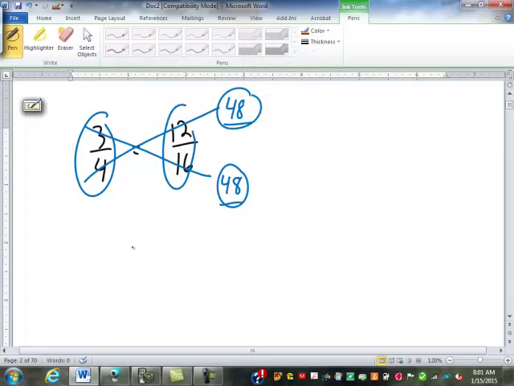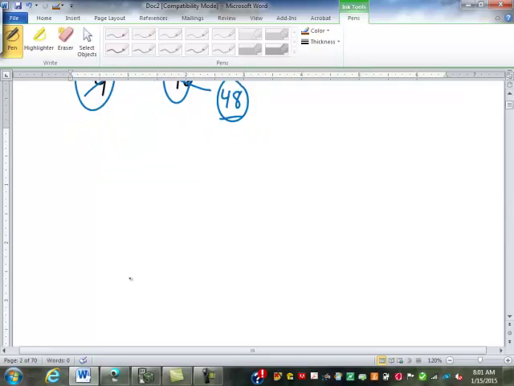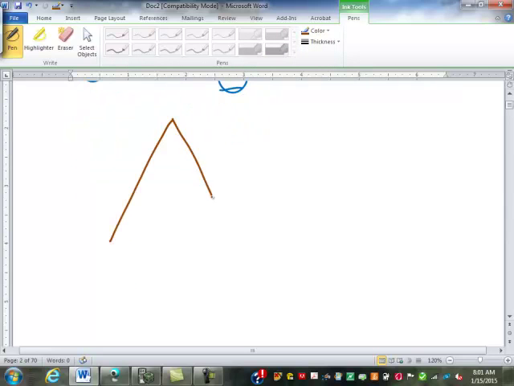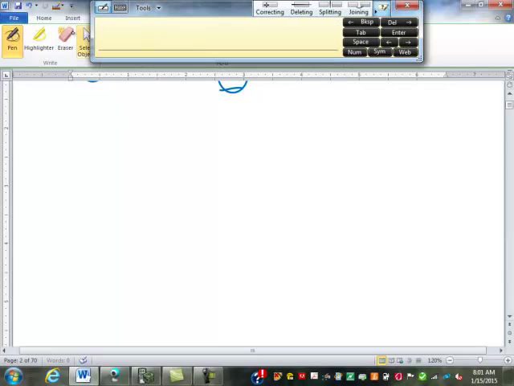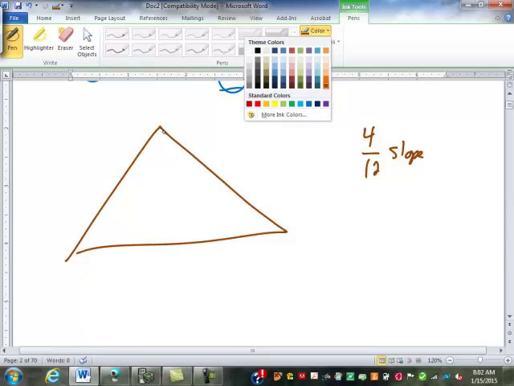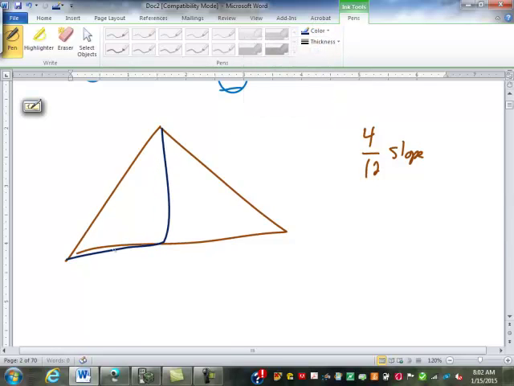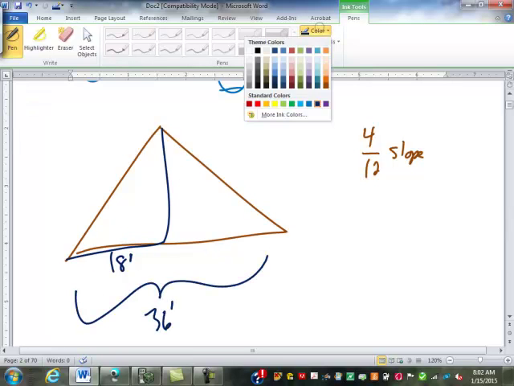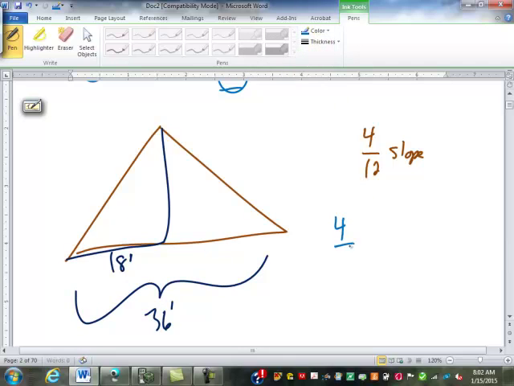Because of that, there's all sorts of different ways we could arrange this. Let's go back to the roof. If this is a 4/12 slope, and let's say this is a run of 18 feet here, a 36-foot span. We set it up as 4 over 12, and then we put the 18 down here, and then this was our missing height.